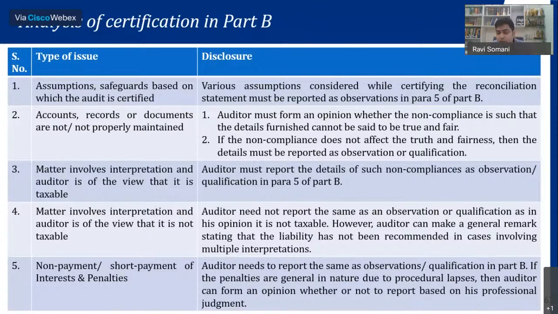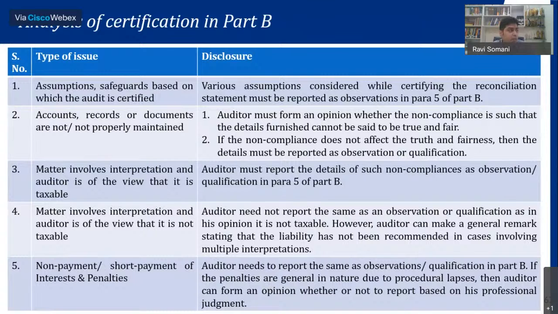If the payment penalties are general or procedural in nature, a professional judgment can be taken on whether or not you should recommend payment. As far as the interest is concerned, there is no saving. Interest needs to be paid. If the tax liability arises, interest arises, and interest has to be paid. So this is very important from the quantification perspective. Ask the assessee to even make the payment of interest.